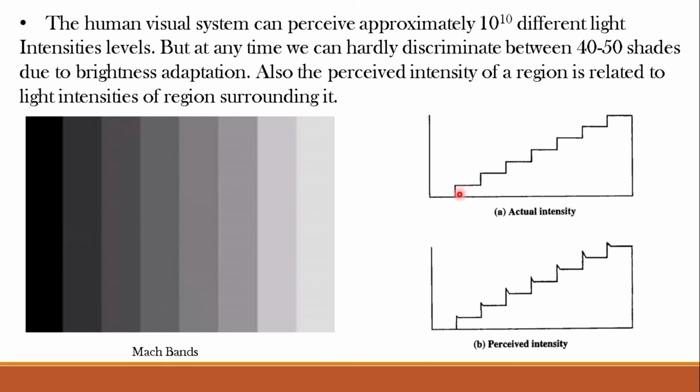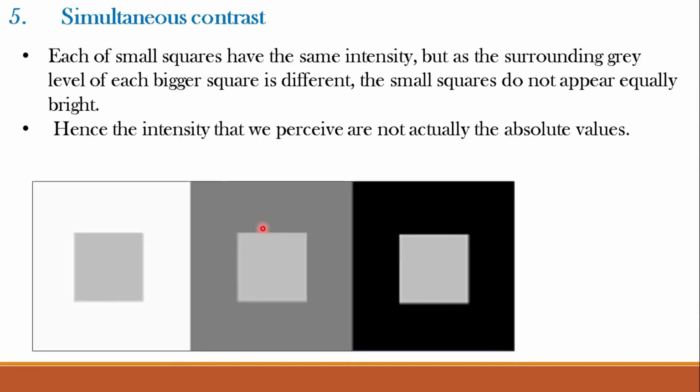So the actual intensity are changing like this abruptly, right, like a staircase, whereas the perceived intensity tends to overshoot at the right hand edges. Let us go ahead and understand simultaneous contrast.